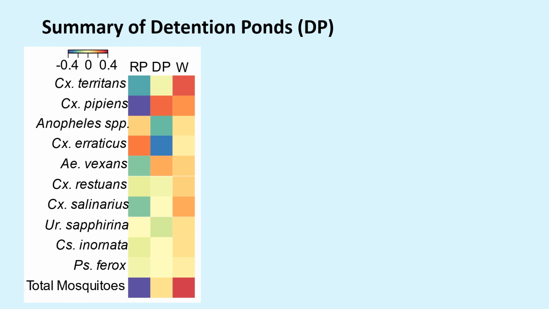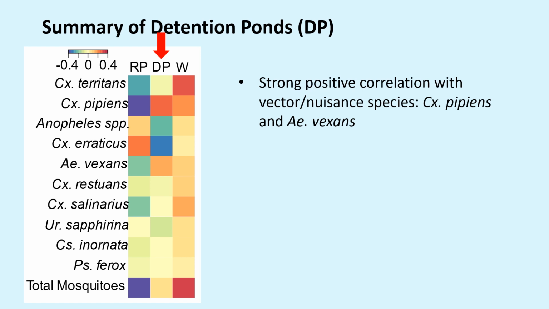For detention ponds, they also didn't have as many mosquitoes as wetlands, but we do see a much stronger correlation with, in particular, Culex pipiens here and Aedes vexans here. Again, those are going to be our important vector and nuisance species, and so I wanted to highlight that with detention ponds in particular.